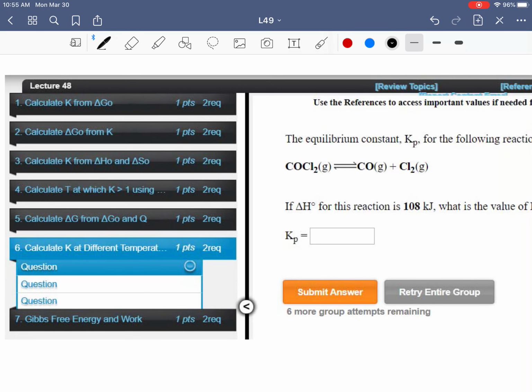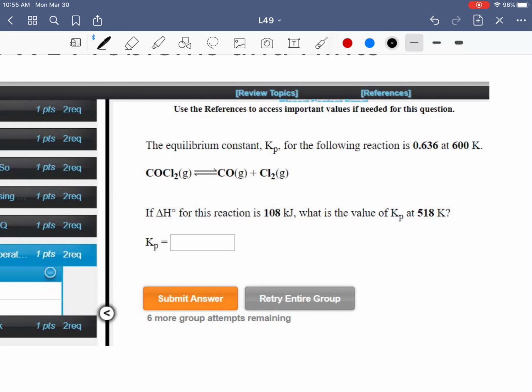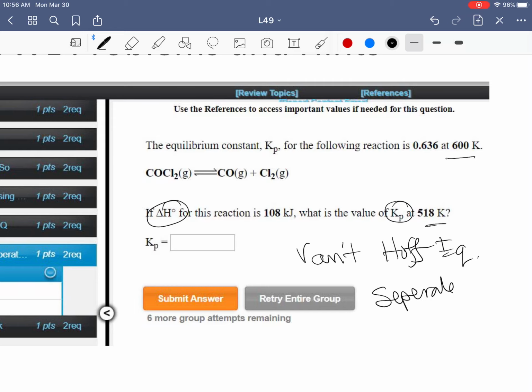Calculate K at different temperatures. So what's this problem? The equilibrium constant for the following reaction is 0.63 at 600 Kelvin. If the delta H for this reaction is given, what is the value of Kp? What's interesting here is they're giving you the delta H and the equilibrium constant at a couple different temperatures. This is going to be dealing with the Van't Hoff equation, and I'm just going to make a separate video for this.